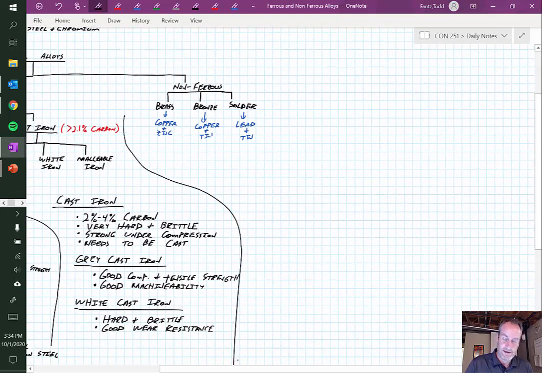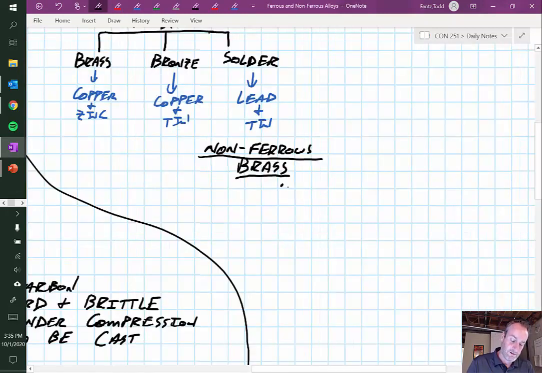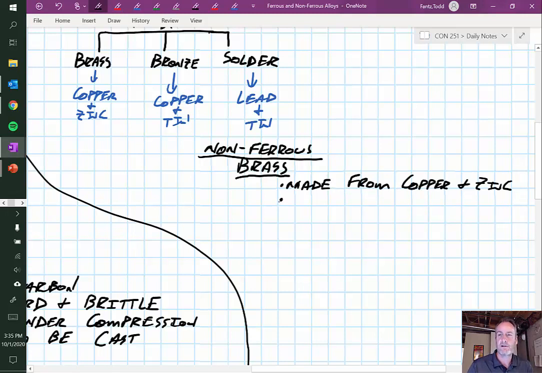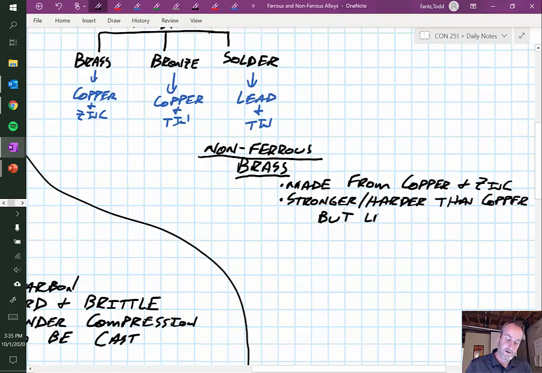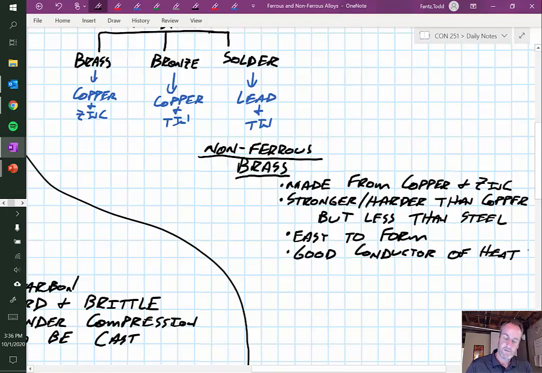So let me talk about those briefly to end out this session, starting with our brass. As I mentioned earlier, brass is made from combining copper and zinc. What this does is make it stronger and harder than copper would be on its own, but still far less strong and hard than steel, right? Brass is easy to form, meaning it's very malleable. It's also a good conductor of heat, and it is also corrosion resistant.